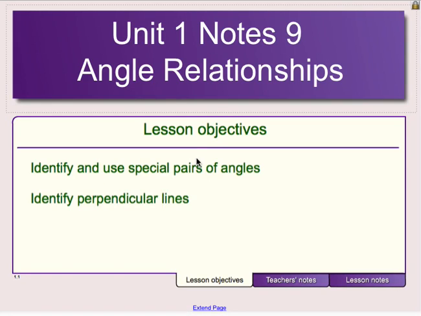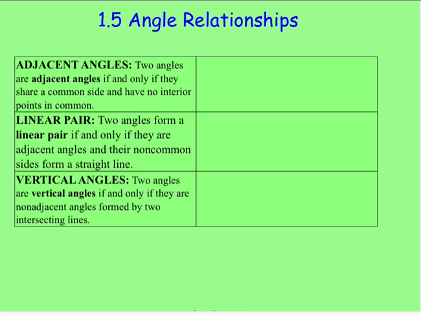Today we're going to be doing Unit 1, Notes 9. We're going to be talking about the relationship between angles. On the previous note sheet you learned about identifying angles and parts of an angle, and today we're going to look at the relationship between multiple different angles. Let's go ahead and take a look.